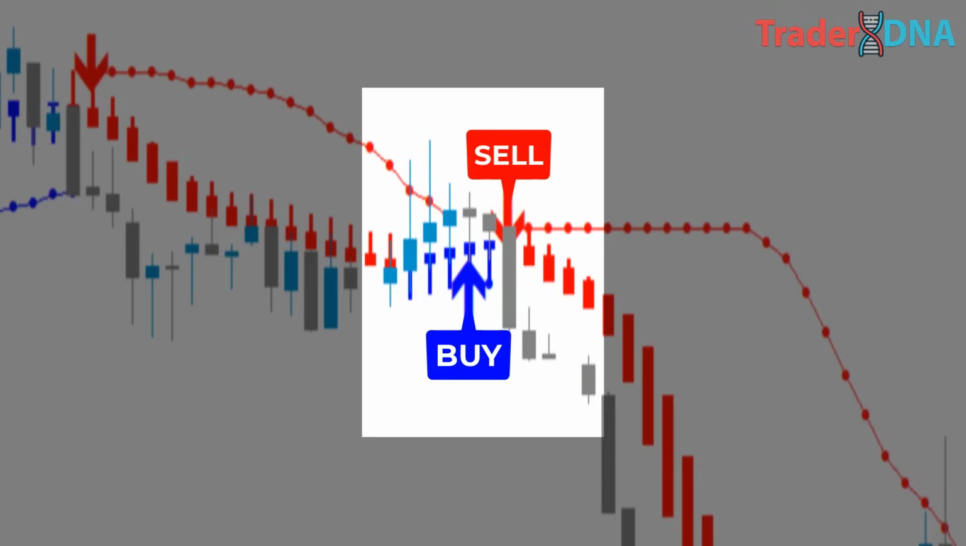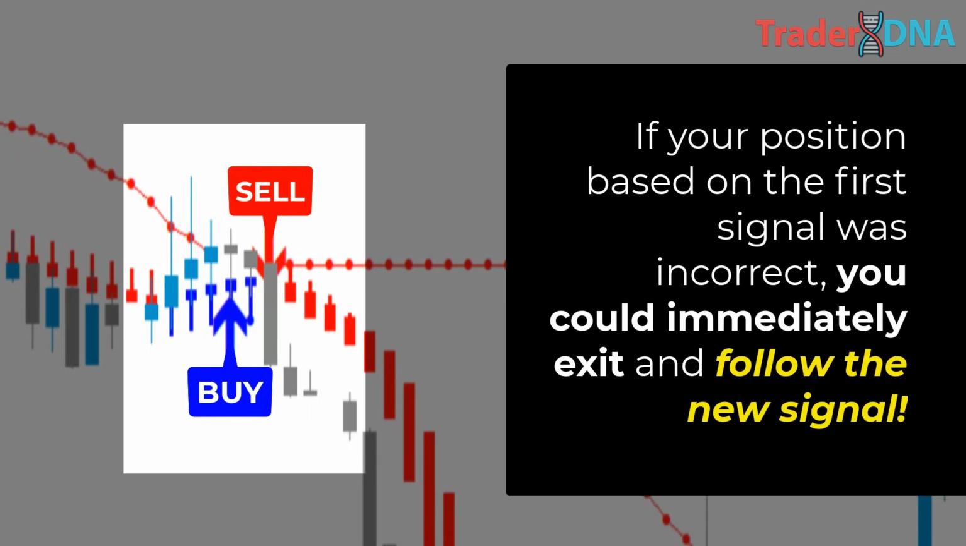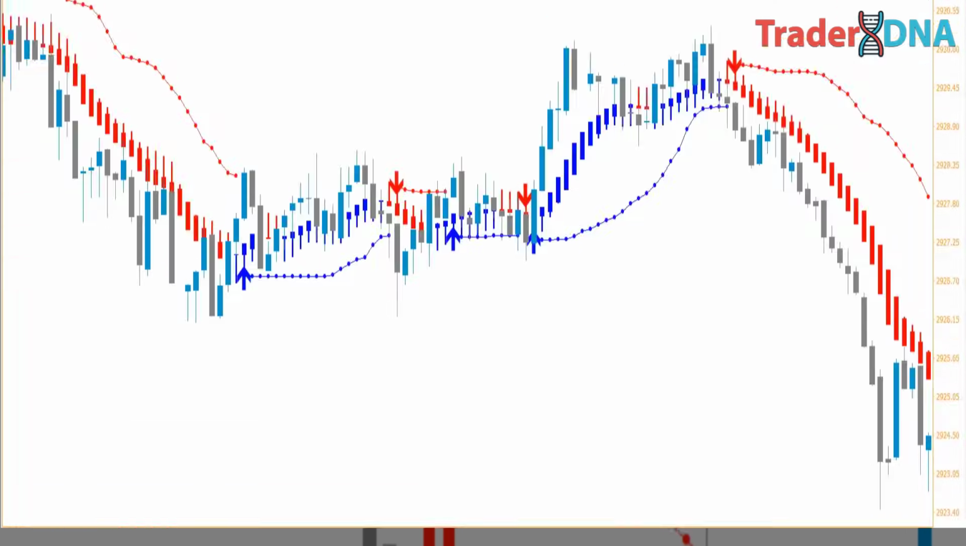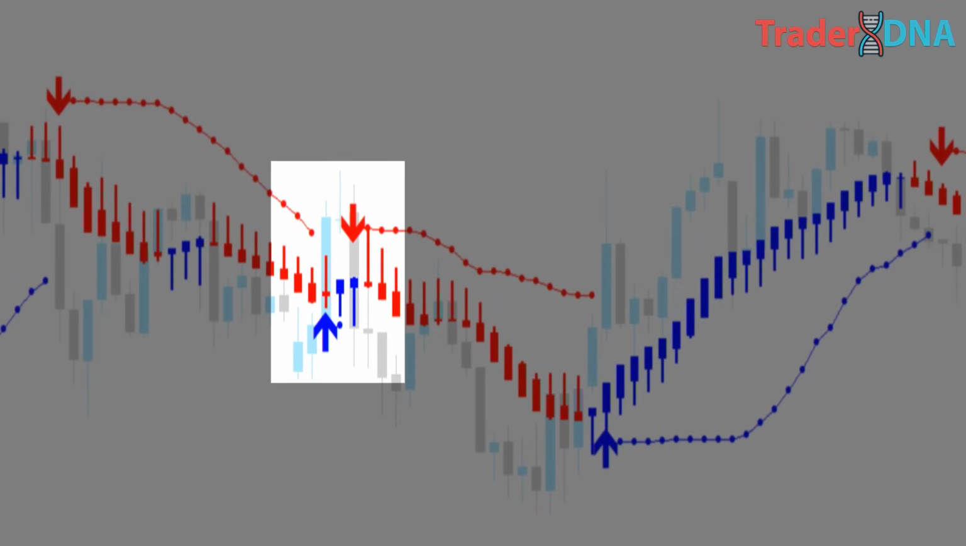Now take a look at this. Right here we have two signals appearing close together. This is great news. Why? Because it means that if your position based on the first signal was incorrect, you could immediately exit and follow the new signal. That way you recover losses quickly and jump right back into profit. And this? Consider this indicator as a special gift for all of you.